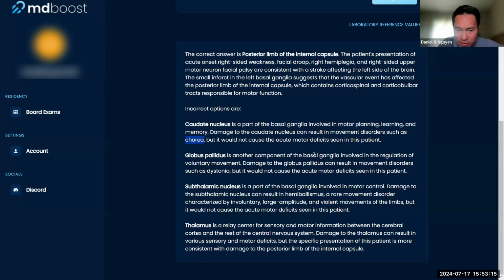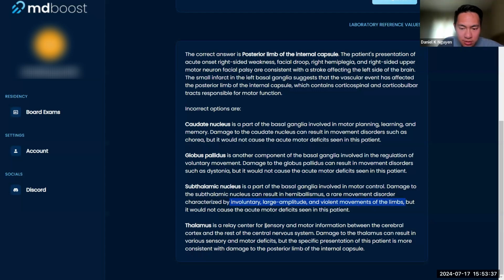Globus pallidus, also basal ganglia. So things like dystonia is what would cause it. Subthalamic nucleus, also basal ganglia, right? Hemiballismus, that's super specific for subthalamic that they like asking, which is characterized by involuntary large amplitude violent movements of the limb.